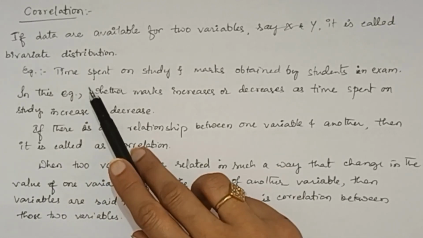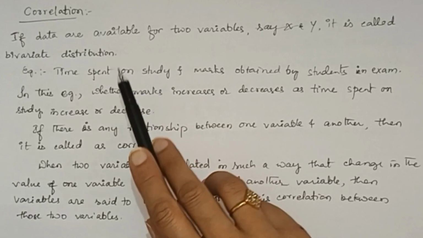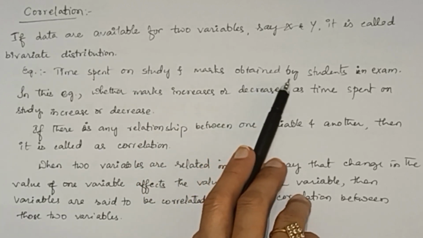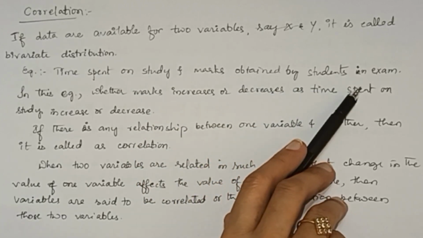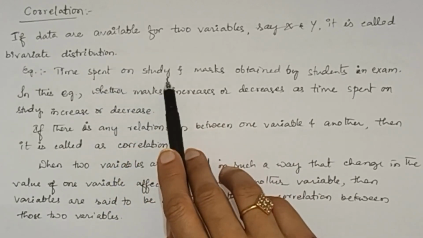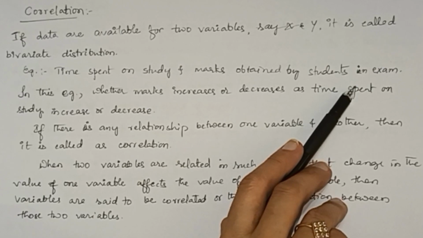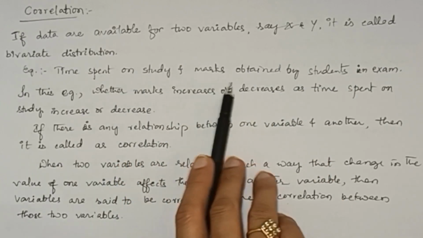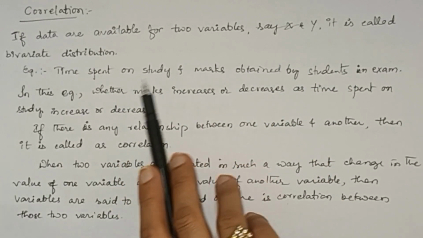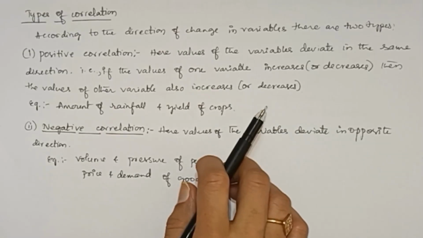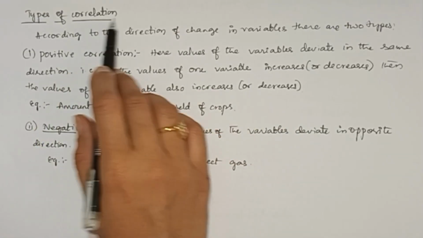So see here, time spent on study, if it increases, you have to check whether marks obtained by the students increase, or if time spent on study decreases, what happens to the marks obtained by the students. If you are studying that, you are checking whether those two variables are related in any way. Now let's see what the different types of correlation are.